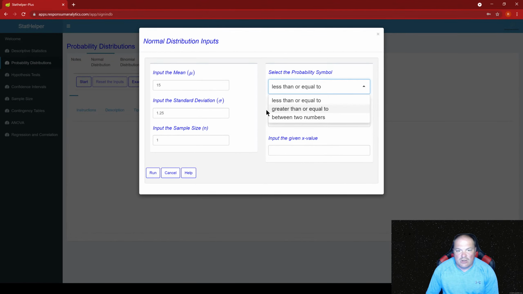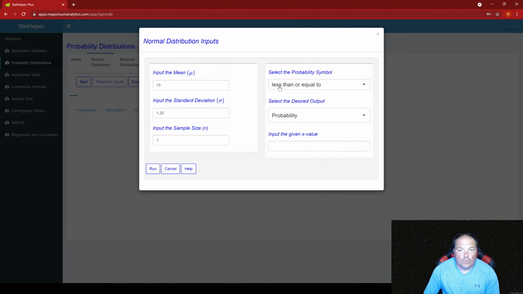Now, another thing you should notice here, when you go up to the select probability symbol drop down, you only have 3 options. You have less than or equal to, greater than or equal to, or between 2 numbers. The reason it's set up that way, and you don't have less than or greater than, is because the normal distribution is continuous, so there's no mass at a point. So less than is equal to less than or equal to, and greater than is equal to greater than or equal to.